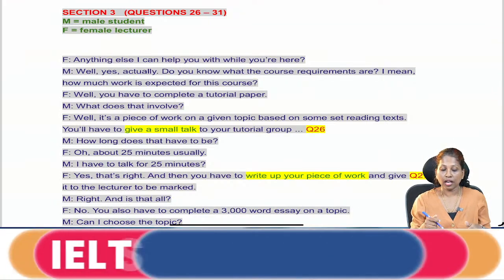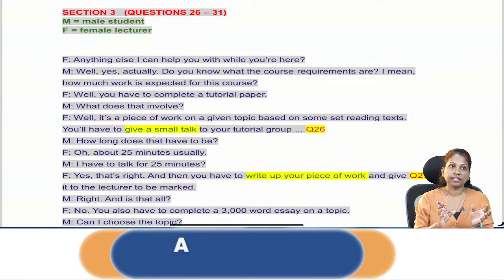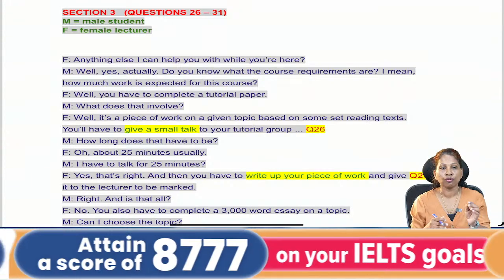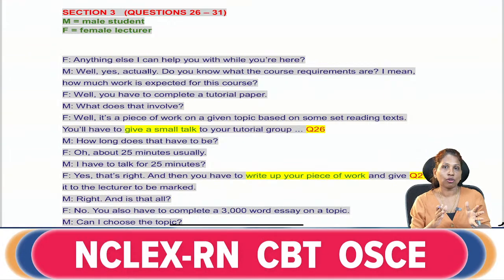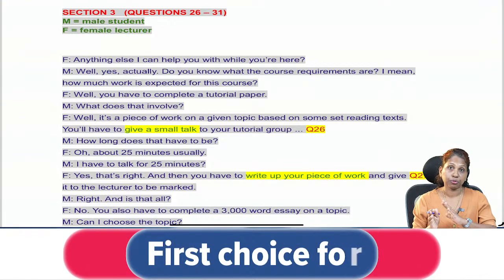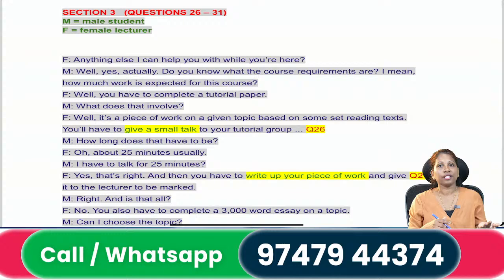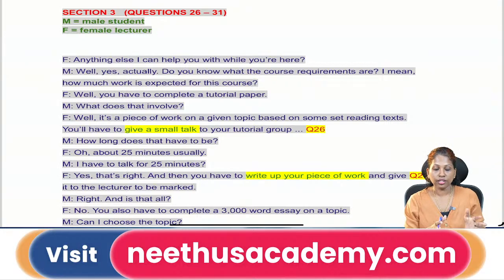And then he asks, how long does that have to be? Now, how long specifies a time period. If I ask you how long it takes to go from point A to point B, that means it can be 10 minutes, 5 minutes, 2 minutes, whatever. I am asking for a time frame, right? Or maybe it can be 24 hours or whatever. So how long does that have to be means you are aware that a time frame is going to come. Then she says about 25 minutes usually. So what does the student have to give for 25 minutes? The student, he or she, has to give a small talk.